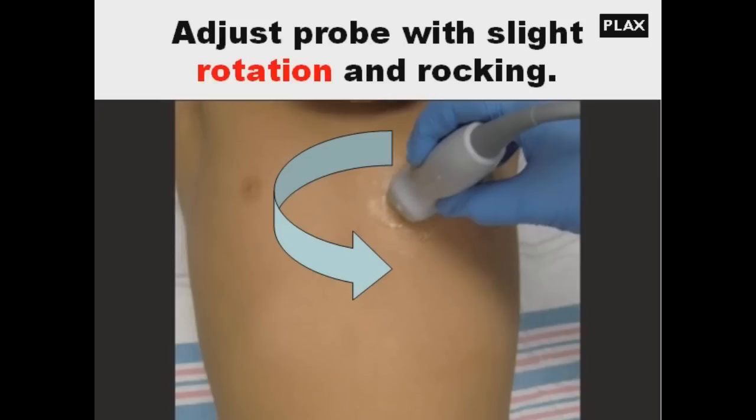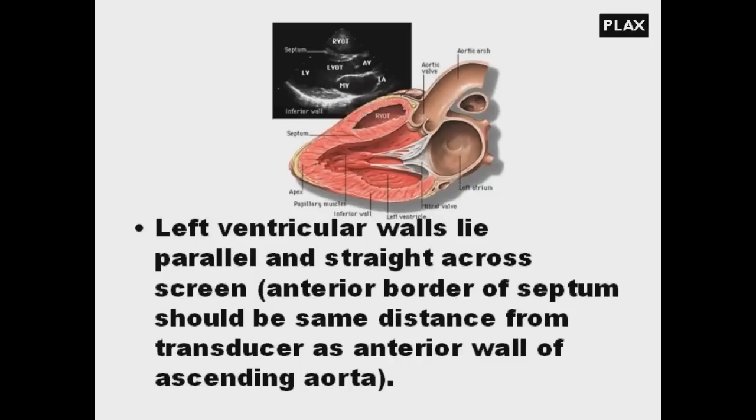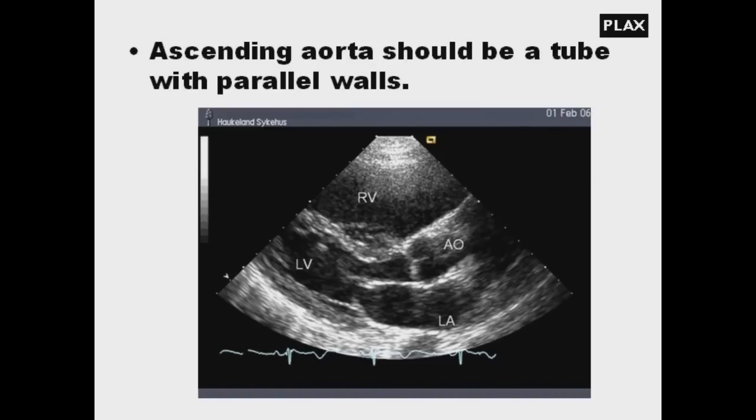Try moving the transducer to achieve the optimum position. The optimum position is different in each patient. The optimal image cuts through the middle of the mitral and aortic valves to display left ventricular inflow and outflow. The view is better when the septum is perpendicular to the transducer and at the same level of the aorta. The ascending aorta should be a tube.